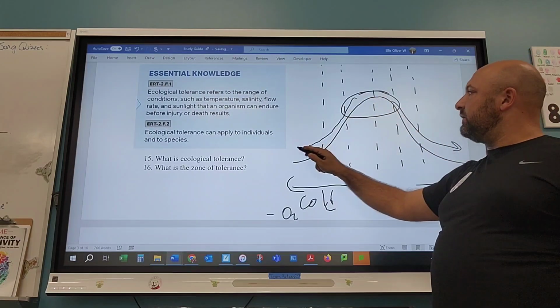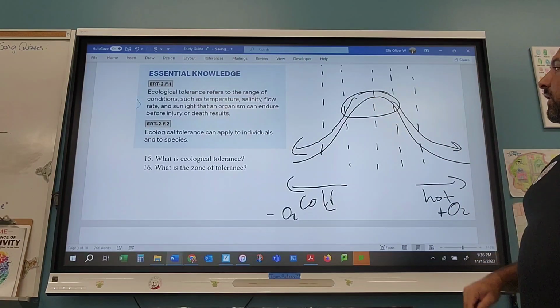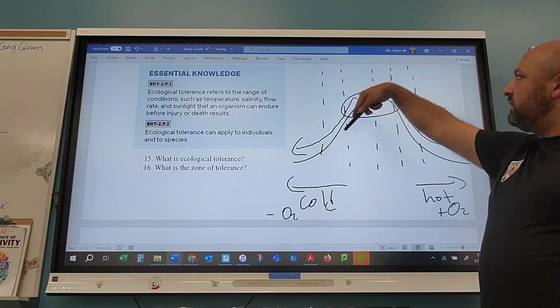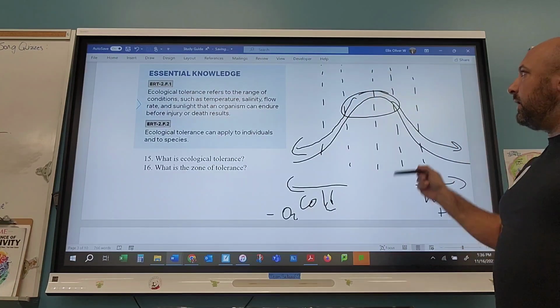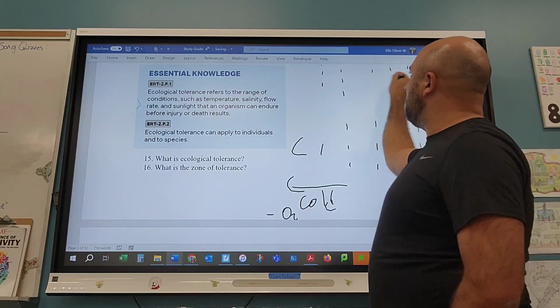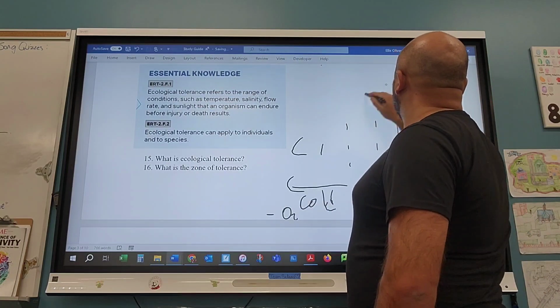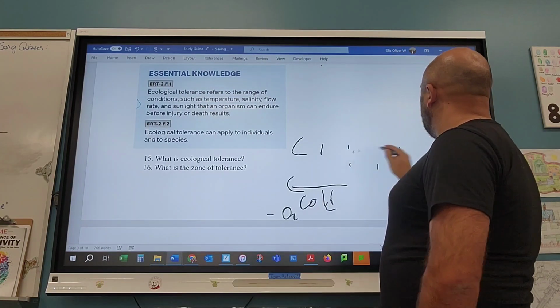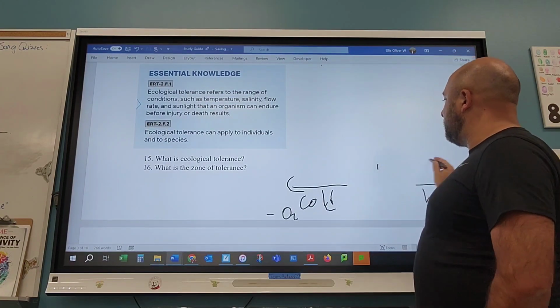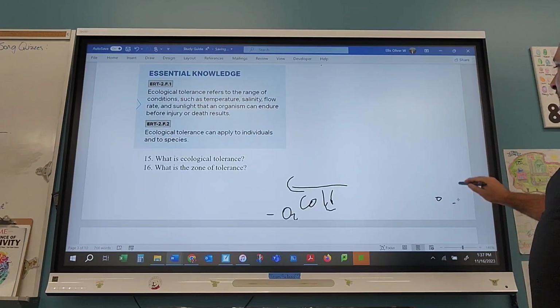At a certain point, numbers will start to go down because there's too little of that thing. These are called the zones of intolerance, and you can see that there when the creatures start to die off. Okay, we have stressful zones. We have where the animals are starting to die, and then we have zones of intolerance where nothing can live or survive. So what is ecological tolerance?